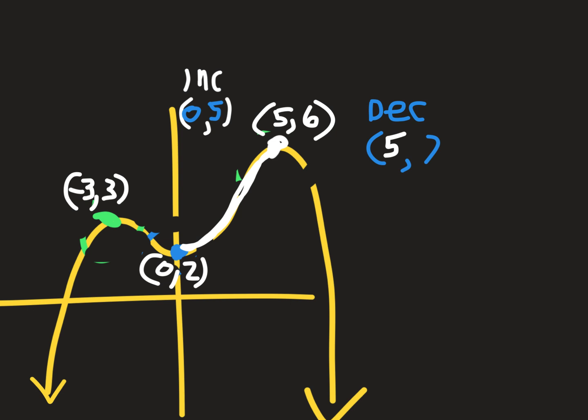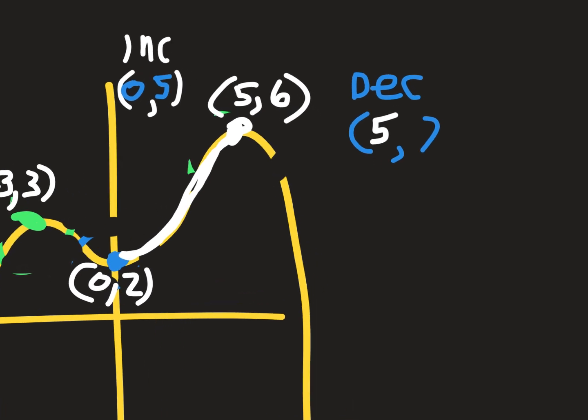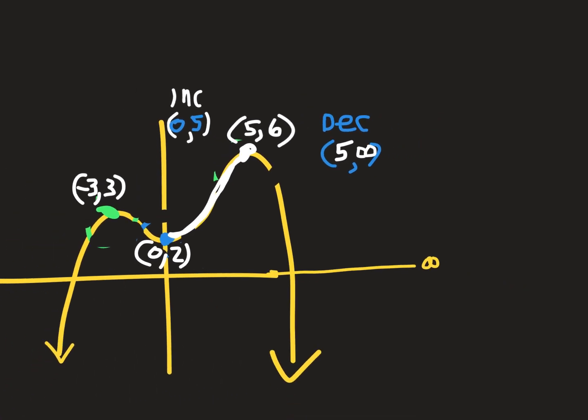You were correct. Now, some kids are like, but it's going down to negative infinity. That's a Y value. See this X value here? This thing continues on forever to infinity over there. We're talking about X values. So it was decreasing between 5 and infinity.